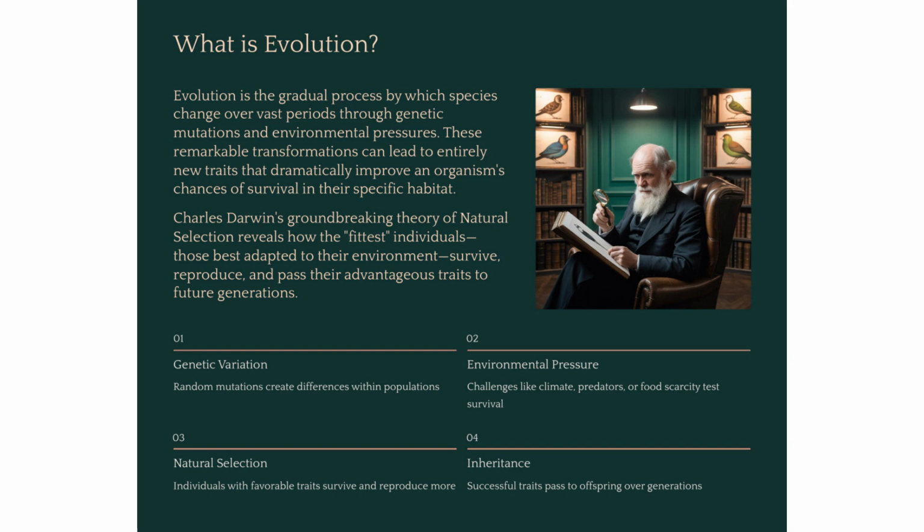Here are the key steps. 1. Genetic variation. Differences appear in a population. 2. Environmental pressure. Challenges like climate or predators test survival. 3. Natural selection. The best traits give an advantage. And 4. Inheritance. These traits are passed on to the next generation. This is an important point. Over time, these small changes can completely transform a species.